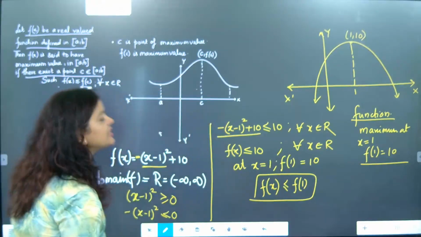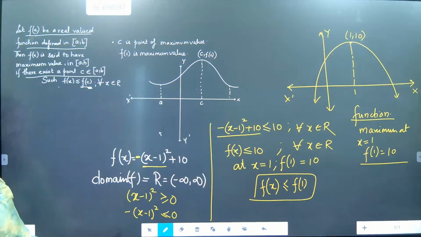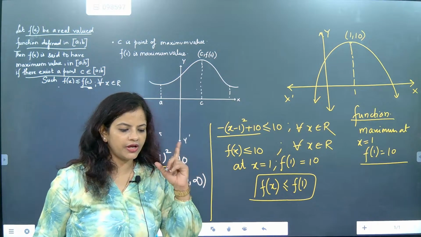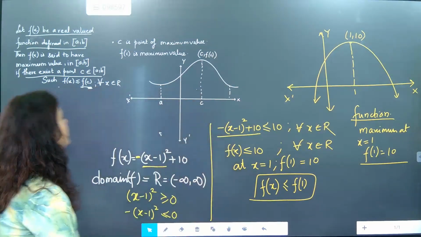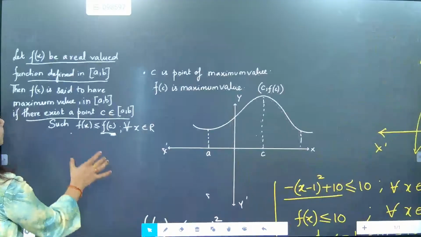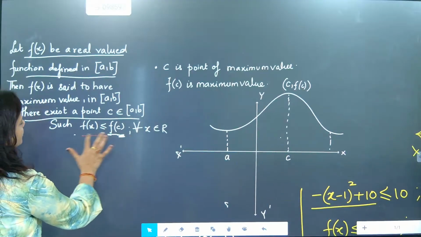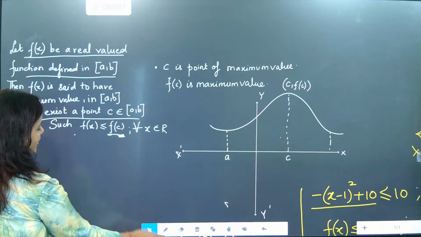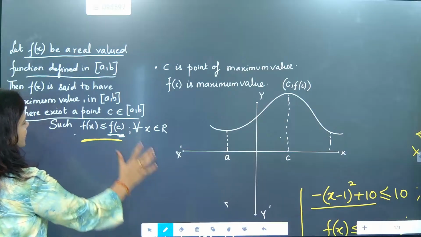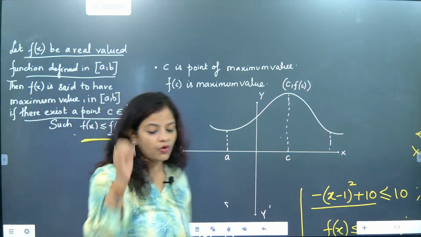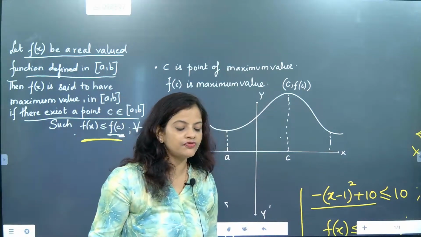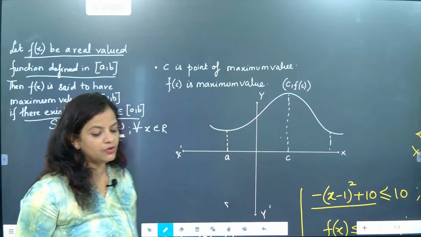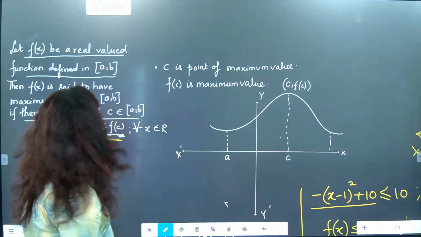Understood? So what was our main condition for maximum? Note down this one. Again and again I will not be drawing and teaching this, so whenever you have a problem, refer to this video. Okay, so now look here. For maximum, what we learned is f of x is less than or equal to f of c. What is f of c? f of c is the maximum value. Now beta, we will go for minimum.